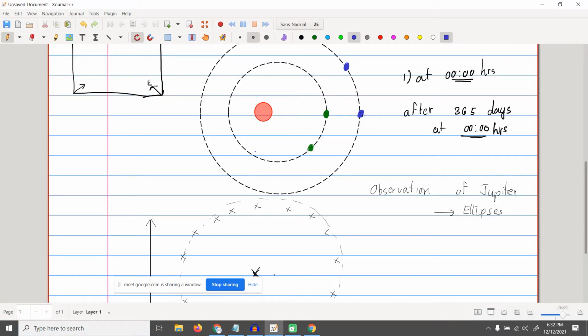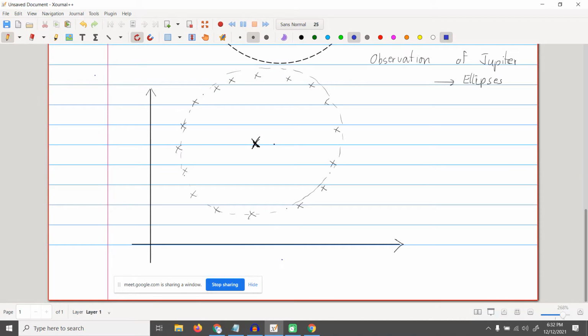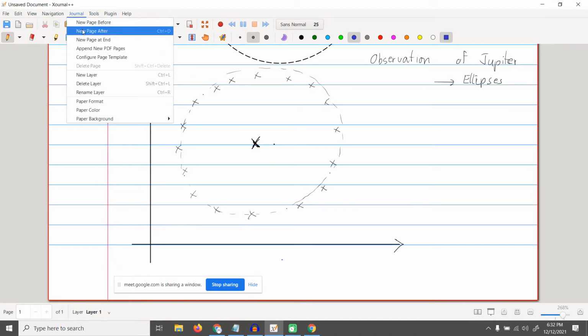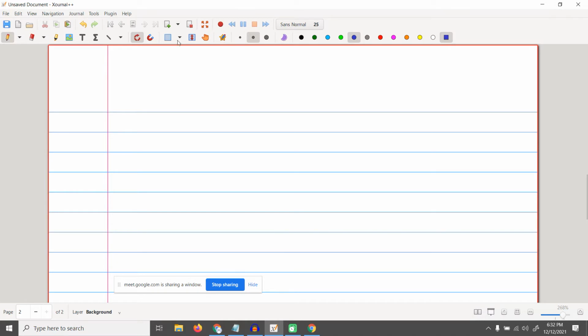Okay, so use the parallax method to find how far Jupiter is from the Earth. Now, for those of y'all who don't know what the parallax method is, let's have a refresher on that.